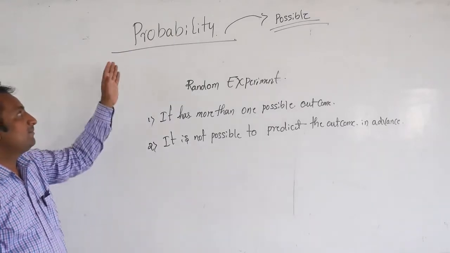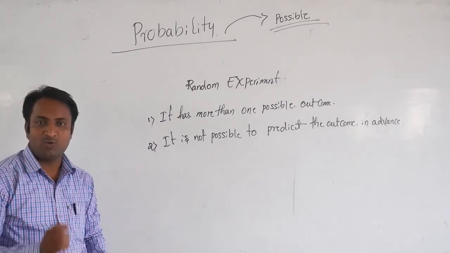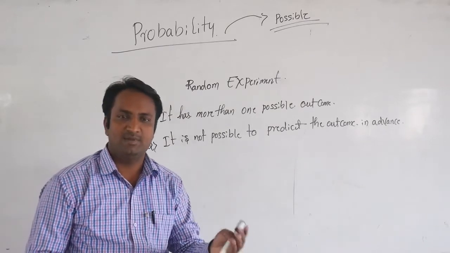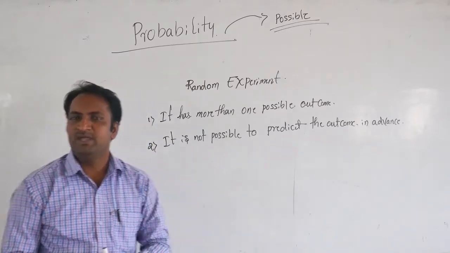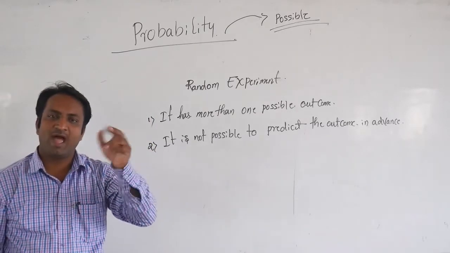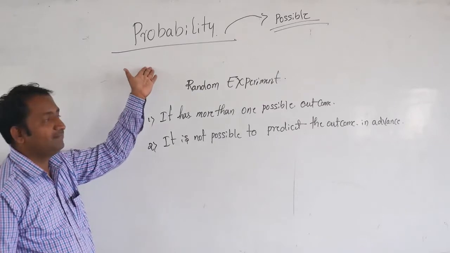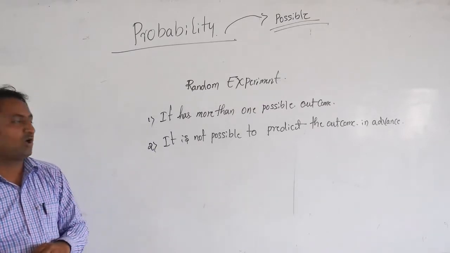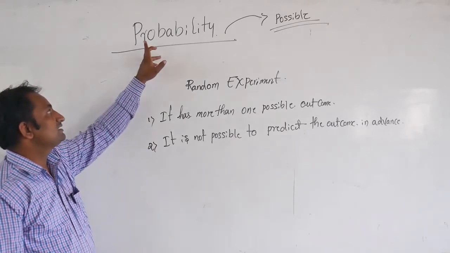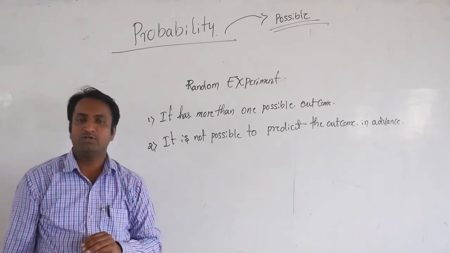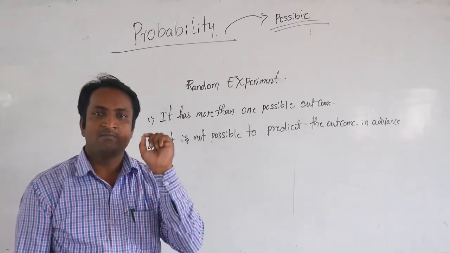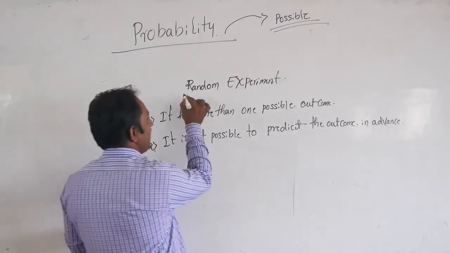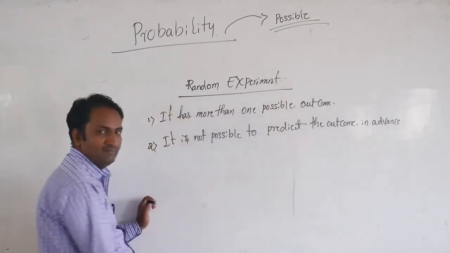Here, for example, we can consider one coin. Tossing one coin, we get the result either head or tail. It means a possibility is there to happen. That is called probability. Either head may occur or tail may occur. That possibility is called probability. Before starting probability, we must know a very important term, which is random experiment.